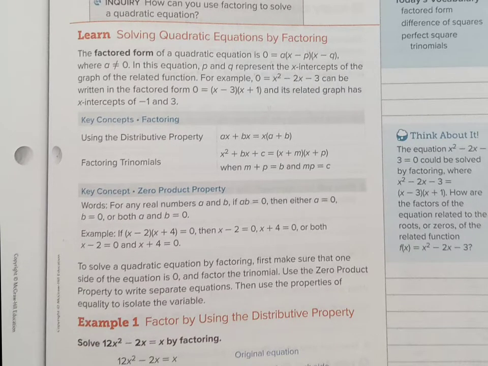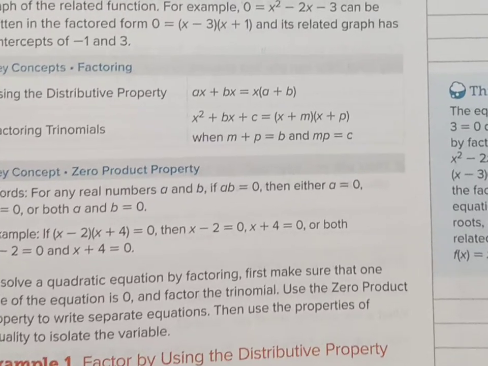We didn't call this step using the distributive property. We called it factoring out a greatest common factor. So we did a little bit of that. And then factor trinomials, and this is just the A times C method. So now they have this idea, and they call it the key concept of the zero product property. And I think it's pretty self-explanatory, but let's take a look at it.